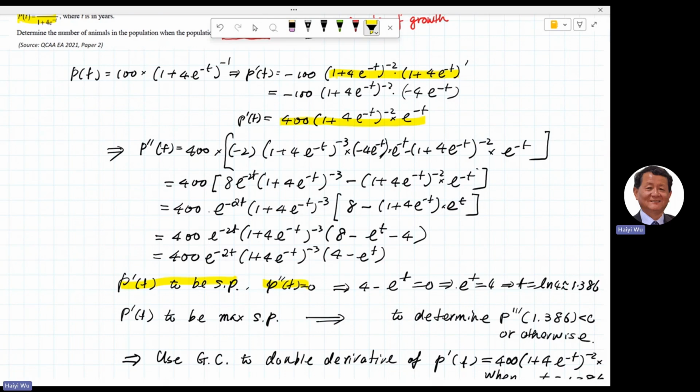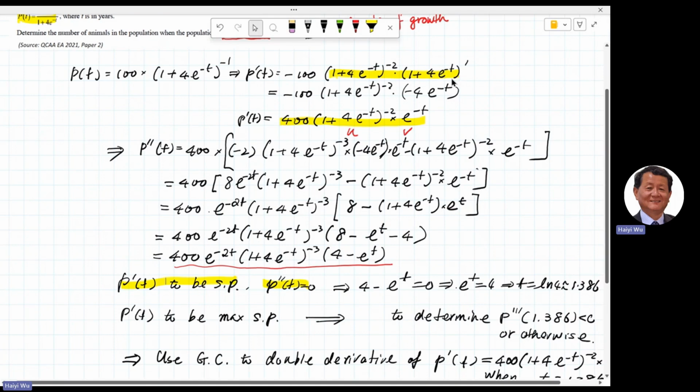We use the product rule because you've got a u and a v. Pretty messy. I've finished writing, and the final answer should be something like that. So this is my final double derivative, the second derivative of population. Now we let the second derivative equal 0 so that we can find a stationary point.